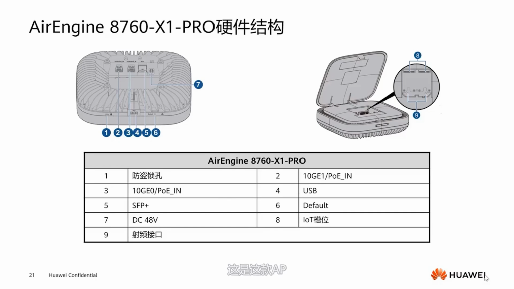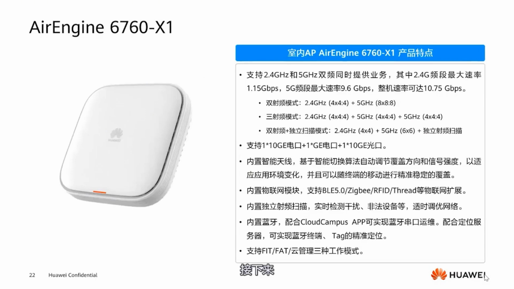Next is our high-end or mid-high-end model, the 6760. Its appearance is similar to the 8760, and it also has a very high total speed. However, some of its other features might be slightly weaker compared to the 8760. We can see that its dual frequency plus independent scanning mode only has a 6x6 spatial stream. Our previous 8760 supported a 4x4x8x8 spatial stream. But in tri-band mode, its speed is basically comparable to the 8760.